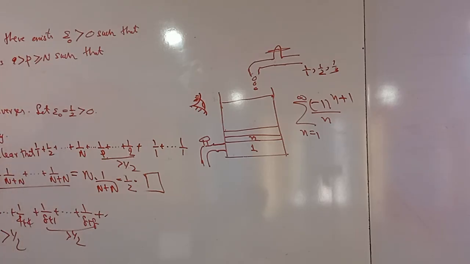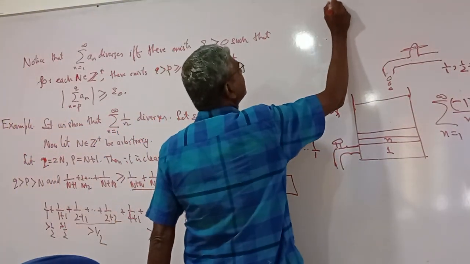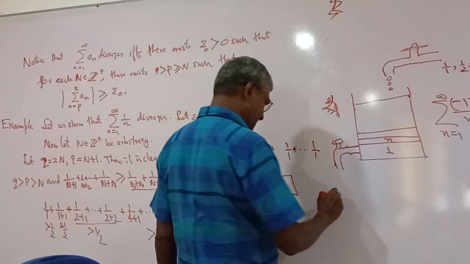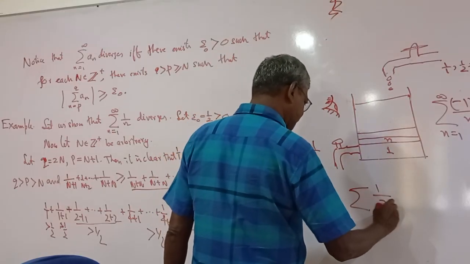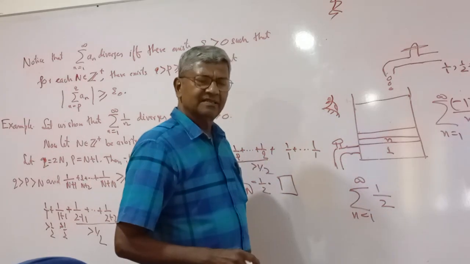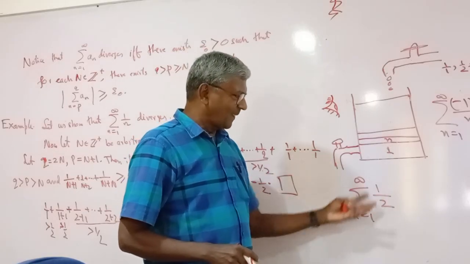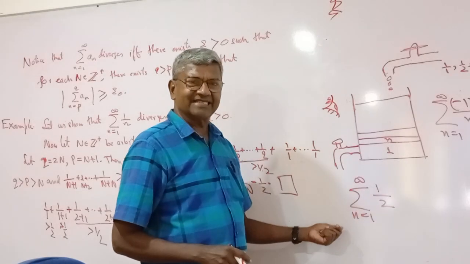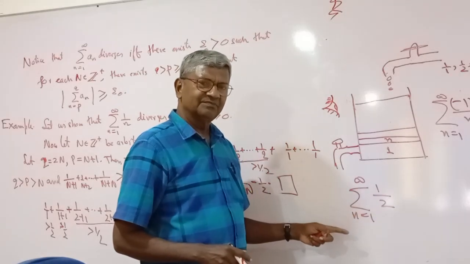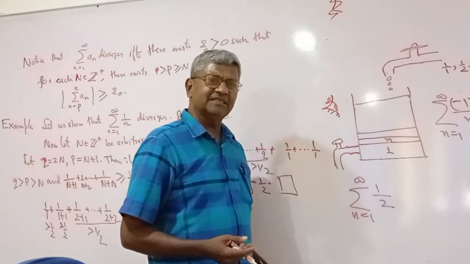Now I have shown that sigma 1 over n is divergent. What about the series sigma 1/2, n going from 1 to infinity? This series is divergent because, if you want, you can find S_n. S_n is how much? n over 2. Its limit is infinity.